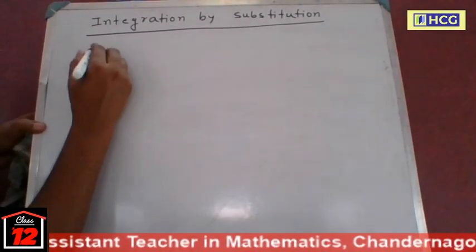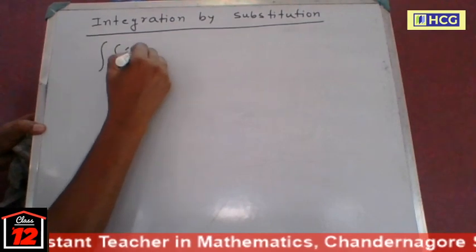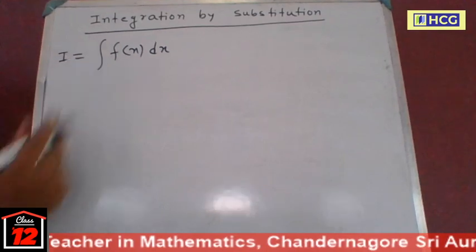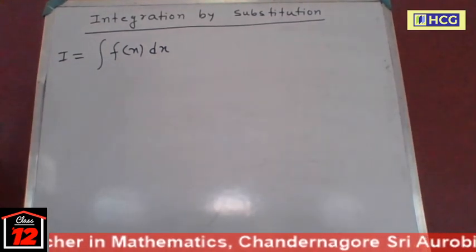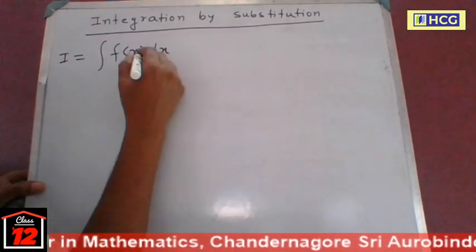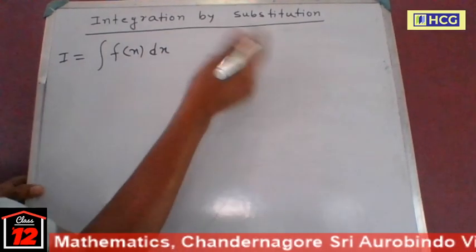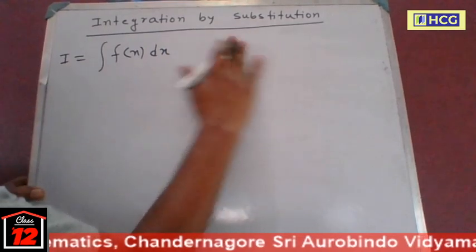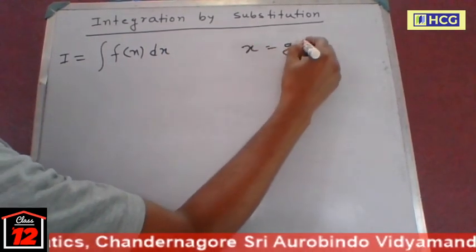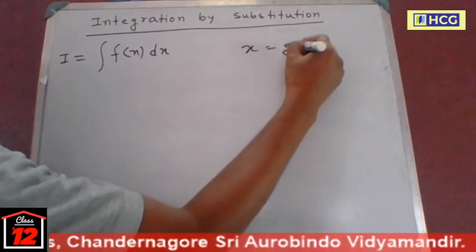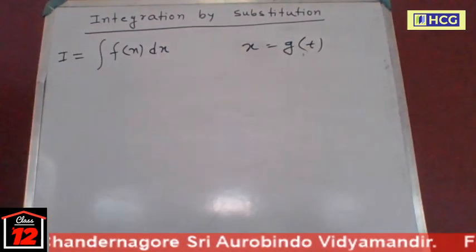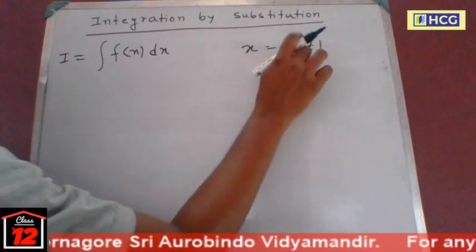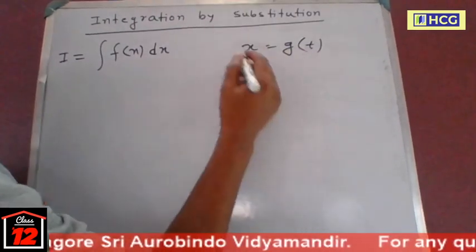Here the integral is f(x) dx. This is the given integral. Now we transform the independent variable x to t. By substituting x equals g(t), the independent variable x changes to the independent variable t. Now substitute x equals g(t).